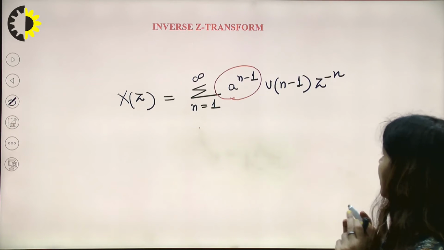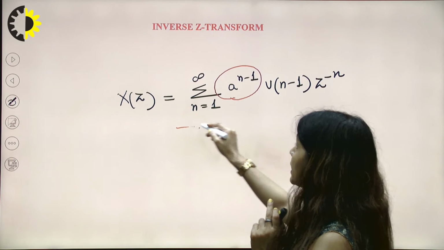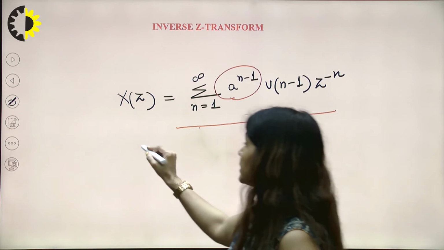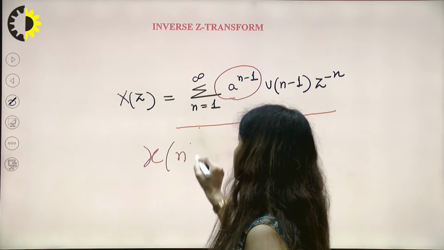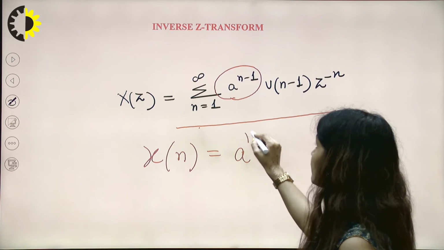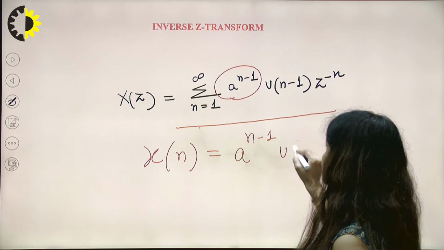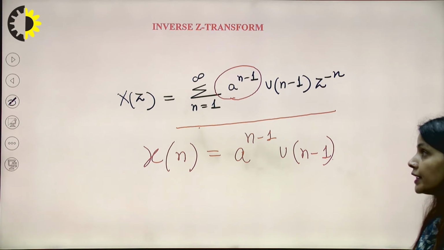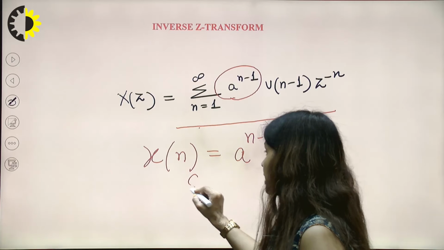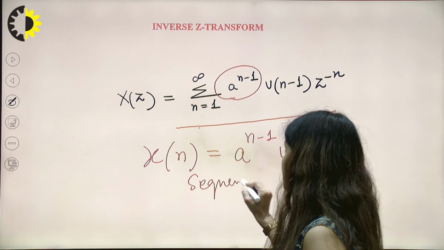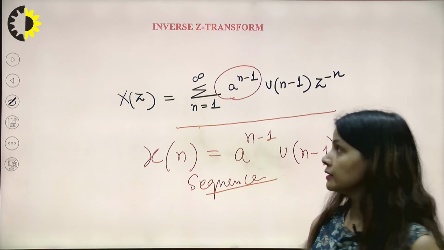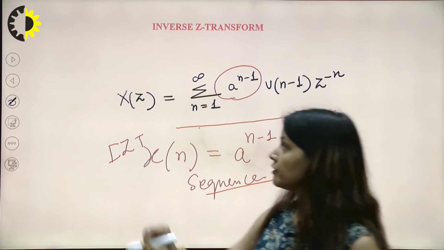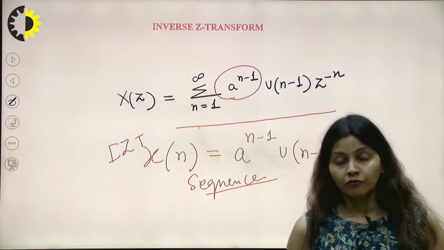So if I take X(z) for this one, then we can directly have x(n) equal to a raised to the power n minus 1 times u(n minus 1). This is how we can get the sequence x(n), and the inverse Z transform can be written. So this is the IZT for the given X(z).